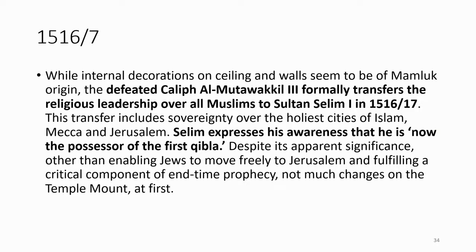While internal decorations on ceiling and walls seem to be of Mamluk origin, the defeated Caliph Al-Mutawakkil III formally transfers the religious leadership over all Muslims to Sultan Salim I in 1516, 1517. This transfer includes sovereignty over the holiest cities of Islam, Mecca and Jerusalem. Salim expresses his awareness that he is now the possessor of the first Qibla. Despite its apparent significance, other than enabling Jews to move freely to Jerusalem and fulfilling a critical component of end-time prophecy, not much changes on the Temple Mount at first.